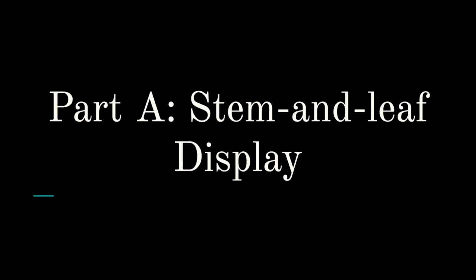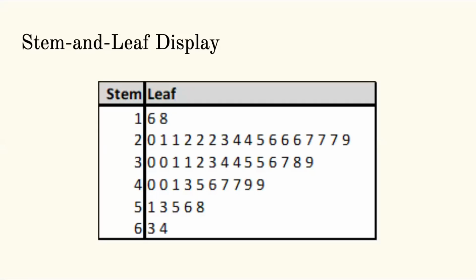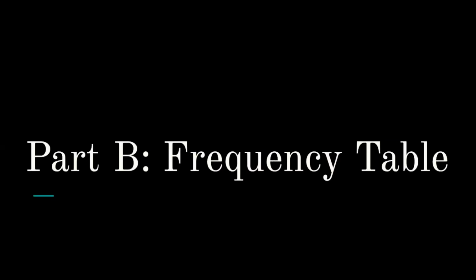Part A of the project involves creating a stem and leaf display based off the data. To create a leaf plot, you take the first digit of the data sequence and list them in ascending order. For the leaf, next take the last digit of the data sequence and match them with their respective first digit. For part B, we had to make a frequency table.